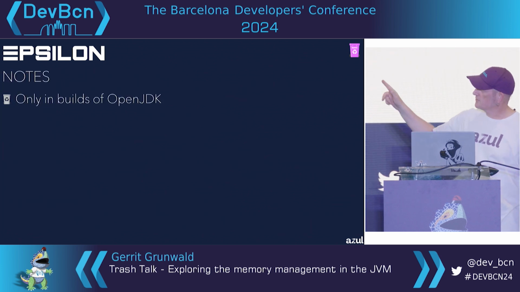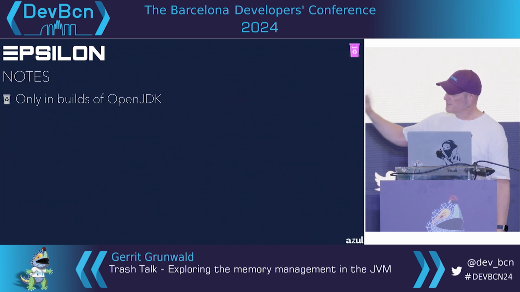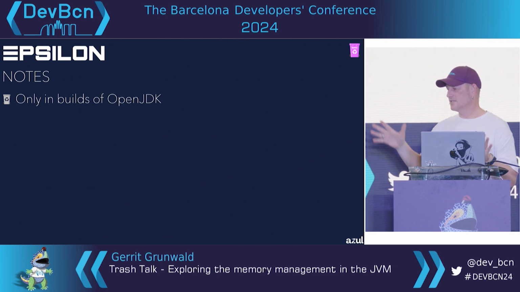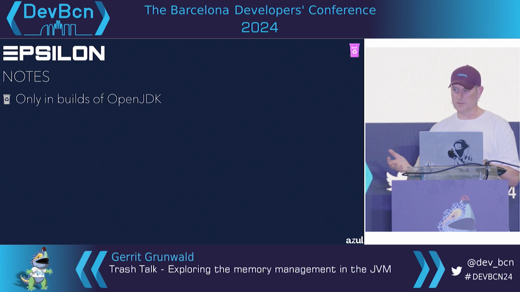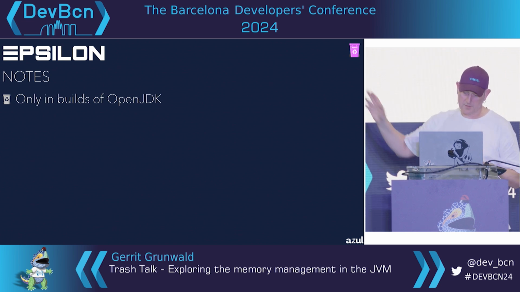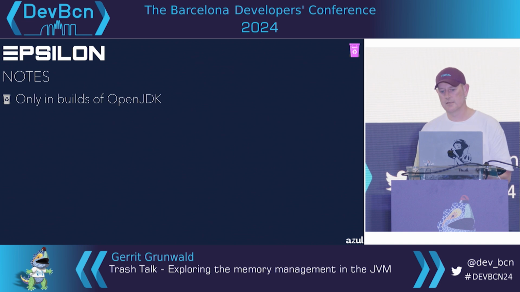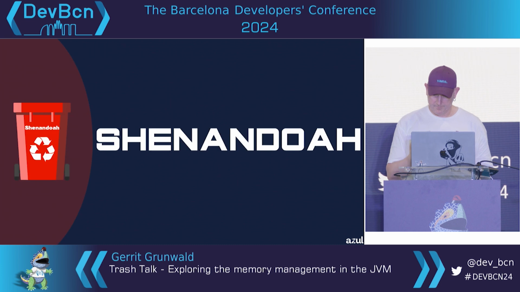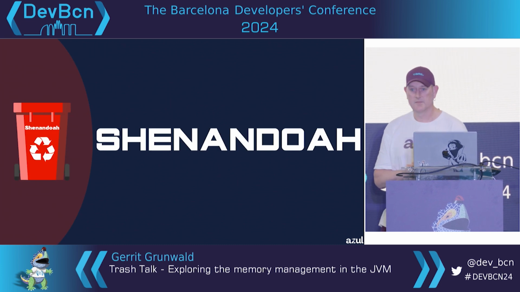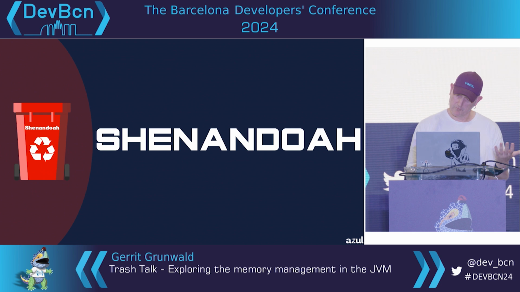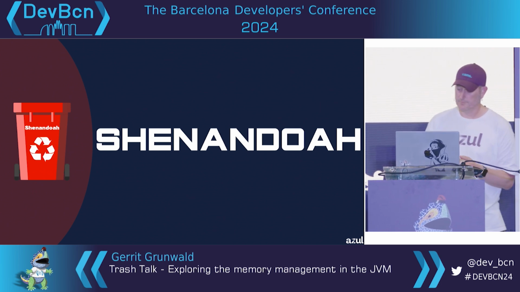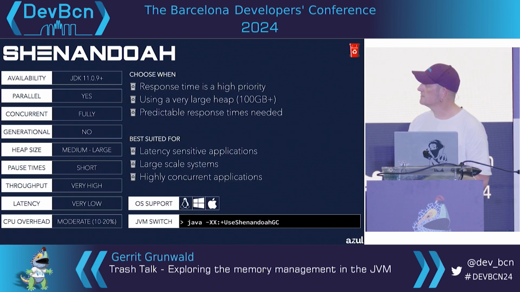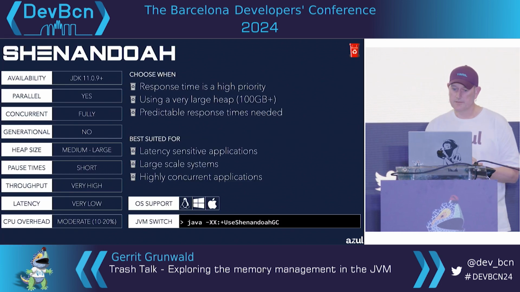Okay, this is only available in OpenJDK. The other collectors, I wouldn't say they are also available in OpenJ9, but they have very similar collectors. But nothing similar to this one is available in OpenJ9. So this is only in OpenJDK. Okay, next one. Shenandoah. This is a collector which is relatively new, and it was developed by Red Hat.